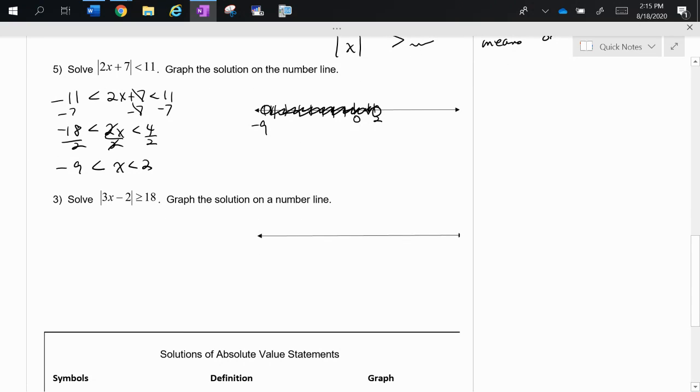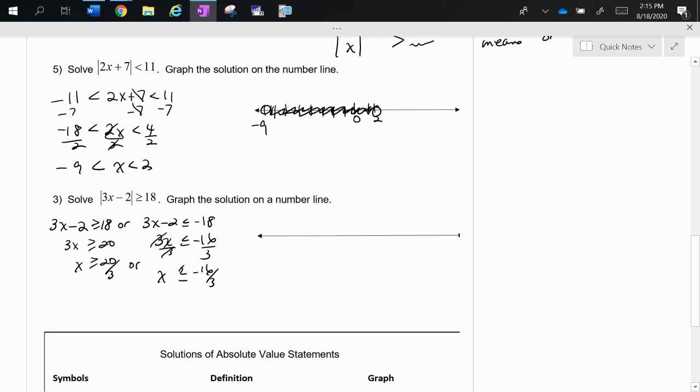And if the absolute value of 3x minus 2 is greater than or equal to 18, then we want to write an or statement. 3x minus 2 is greater than or equal to 18, or 3x minus 2 is less than or equal to negative 18. So we're going to add 2 to both sides and get 20 over 3, or we're going to add 2 to both sides and get negative 16. X is less than or equal to negative 16 over 3.